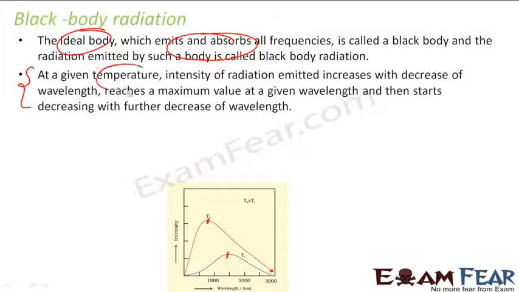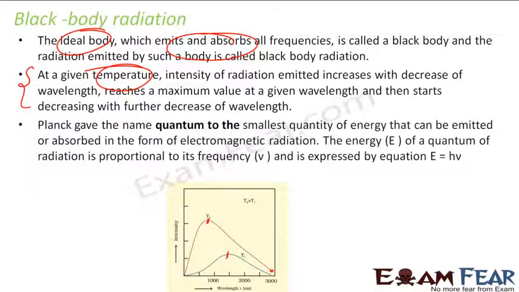If you see, based on temperature, the intensity is changing, right? So temperature and wavelength also. Temperature, wavelength and intensity are all linked. And then Planck gave the name quantum to the smallest quantity of energy that can be emitted or absorbed in the form of electromagnetic radiation. This is Planck who gave this name, the quantum.